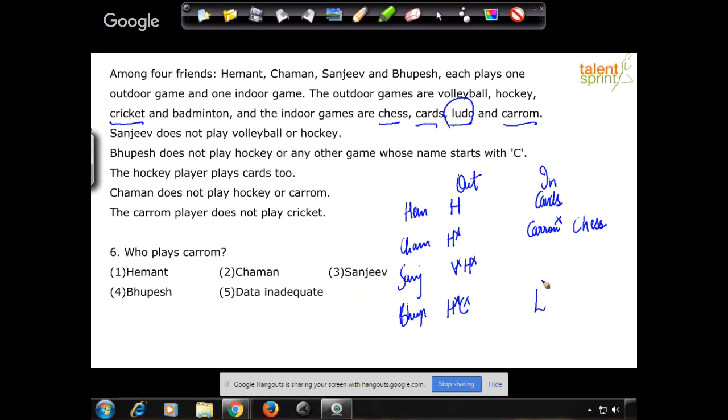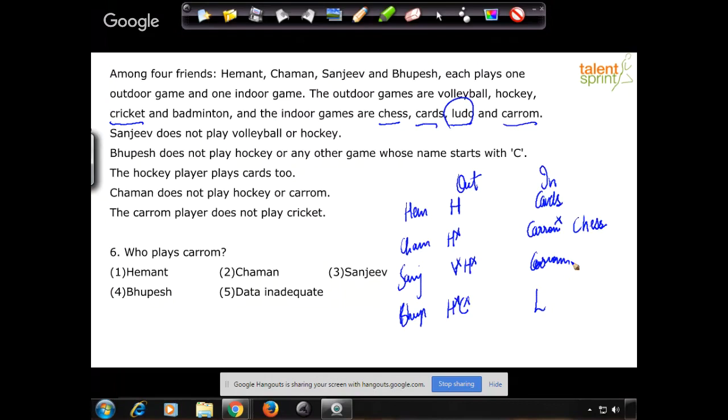Now, it is very easy from here to derive what game Sanjeev plays. Cards is done, chess is done, Ludo is done. We know that Sanjeev is the guy who plays carom. So Sanjeev is the guy who plays carom.